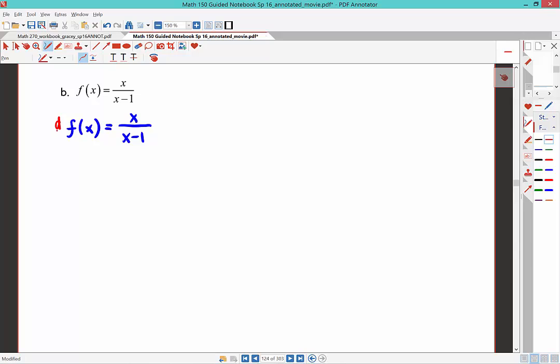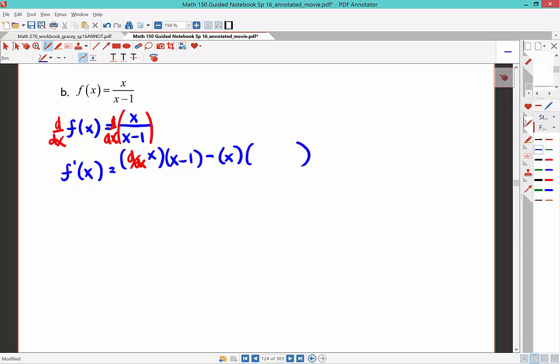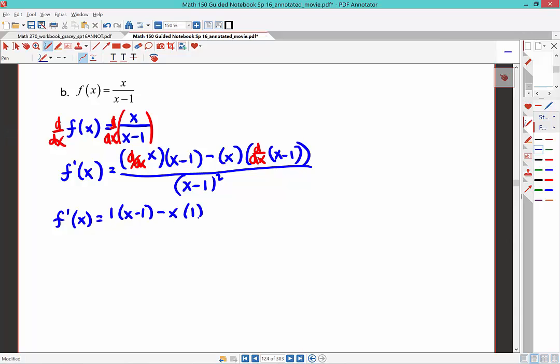Okay, so differentiating both sides with respect to x, we have f prime at x equals, so remember we're going to be using that quotient rule, so d dx of x times x minus 1 minus x times d dx of x minus 1, all over x minus 1, the quantity squared. So f prime of x will be 1 times x minus 1 minus x times 1, all over x minus 1 squared. F prime of x, simplifying, will be x minus 1 minus x, which is just going to be negative 1 over x minus 1, the quantity squared.